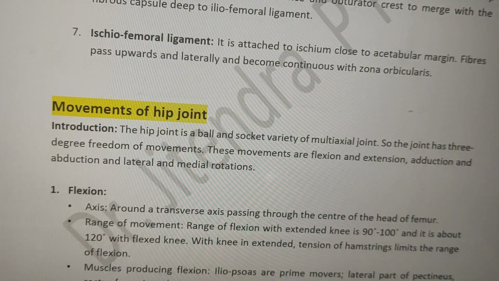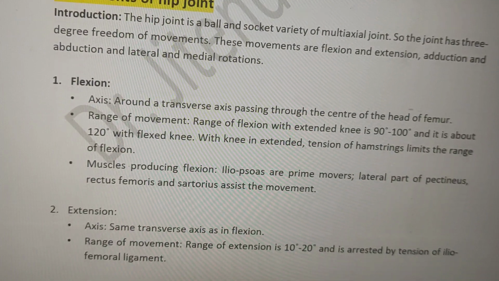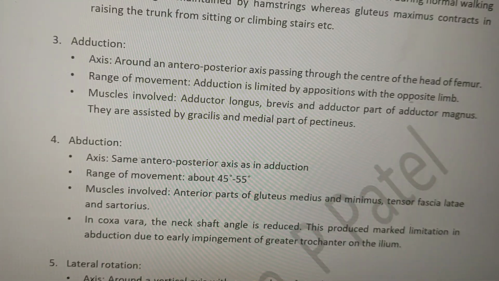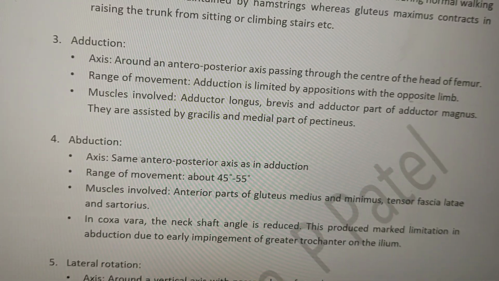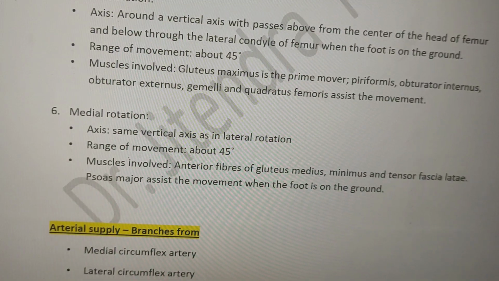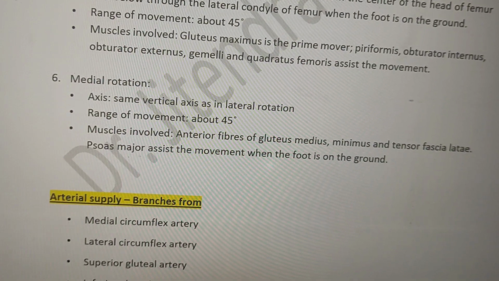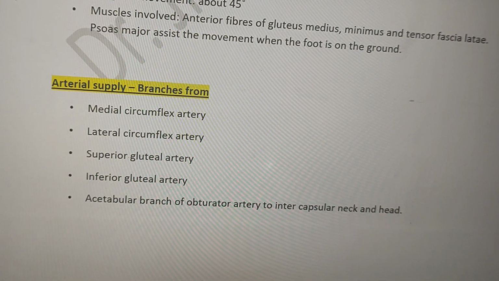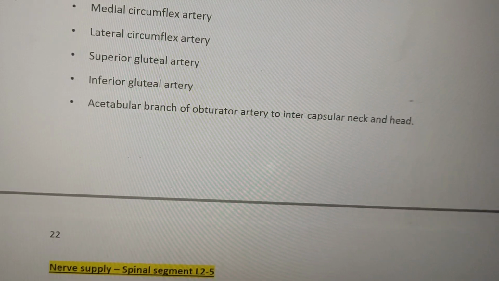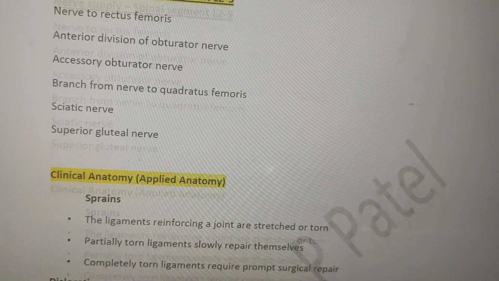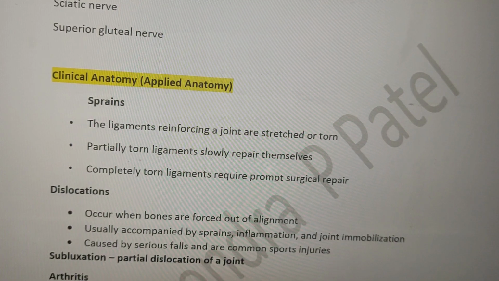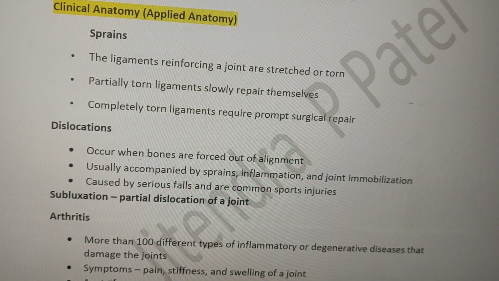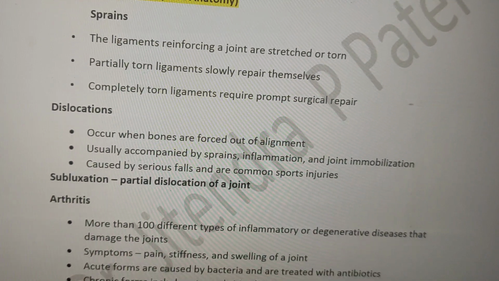This is the movement of the hip joint: flexion, extension. If it is multiaxial, then it works in all 3 axes: anteroposterior, transverse axis, and vertical axis. Some joints are biaxial, or some joints are uniaxial. In this way, the arterial blood supply of the joint you have to write down. Nerve supply of the joint you should write down. Clinical anatomy: sprain particularly, dislocation of the joint, subluxation of the joint, which is partial dislocation.